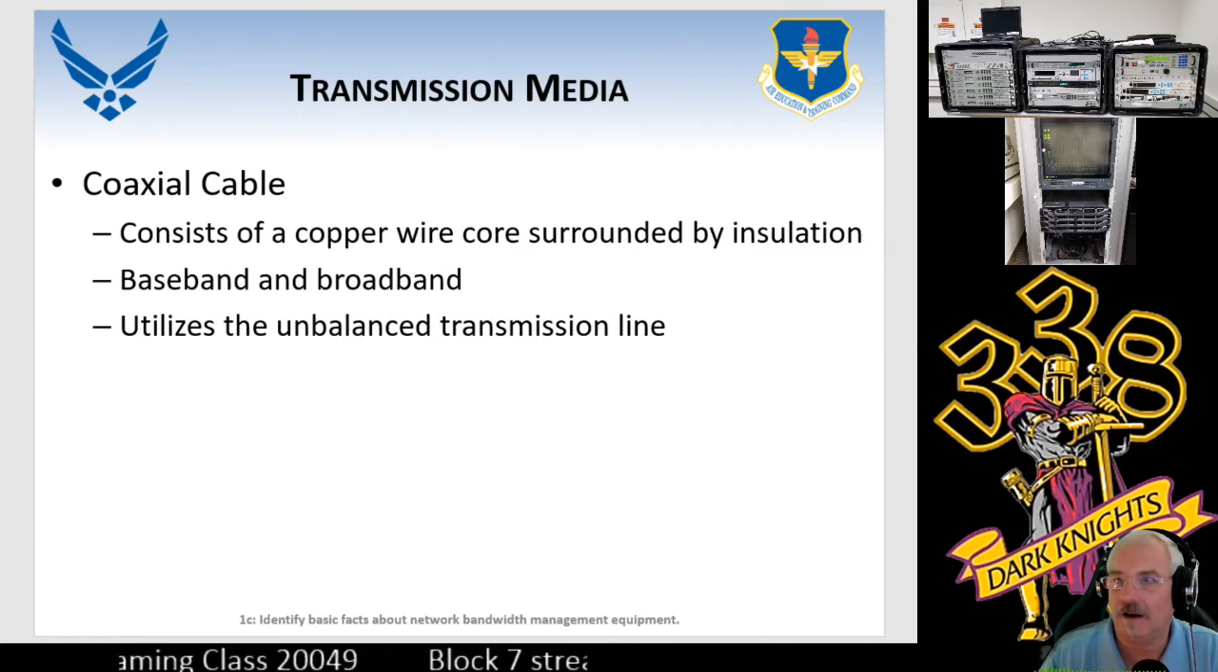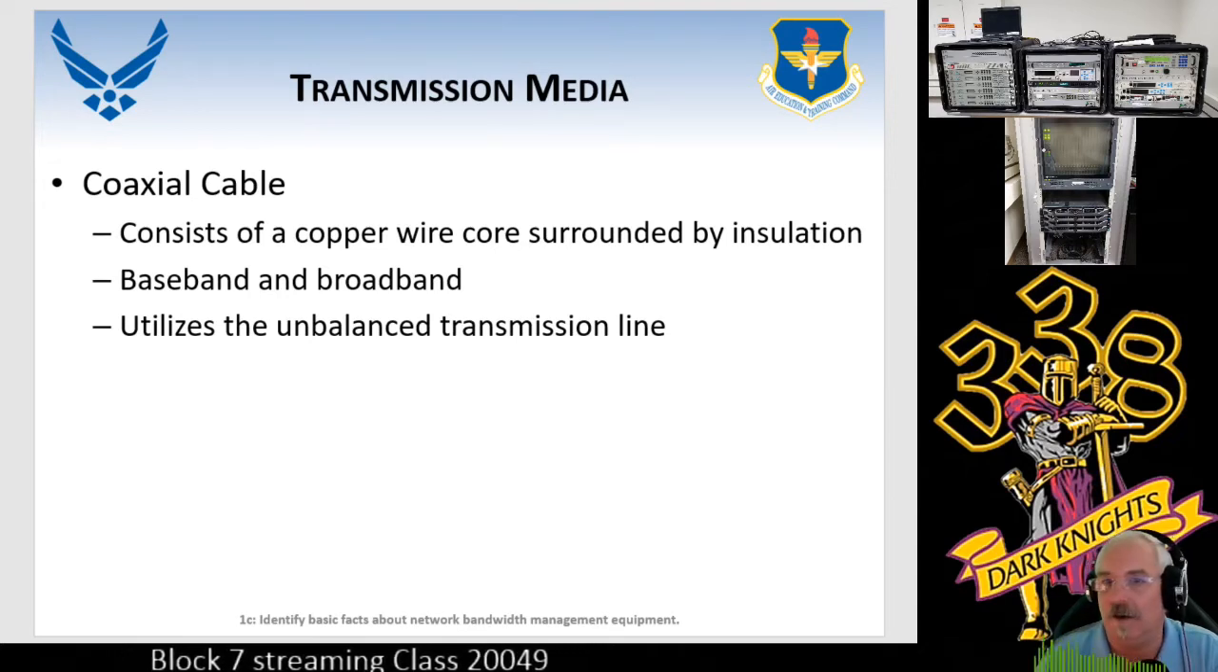Now let's look at coax. This is an unbalanced line. This is baseband and broadband. This one is where it uses a center conductor for its transmission. The outer conductor is considered for ground to prevent noise from getting on that line.